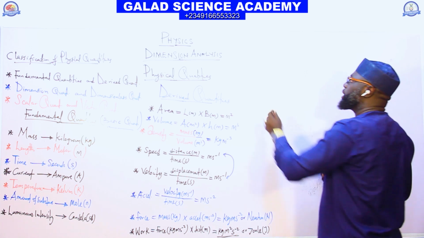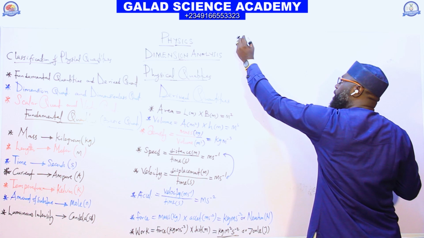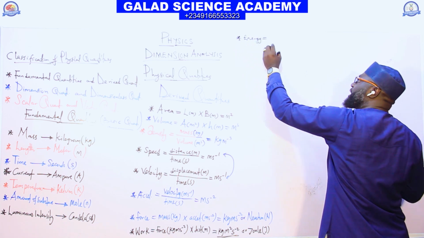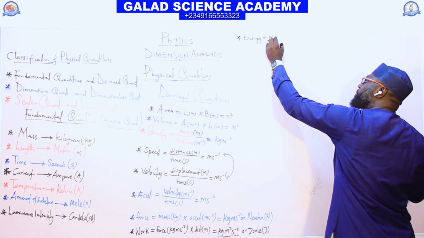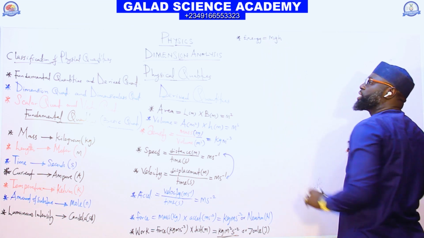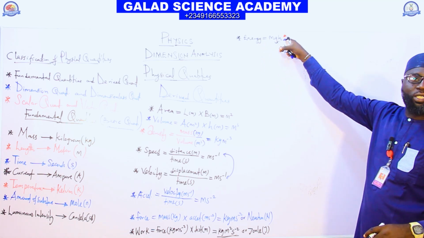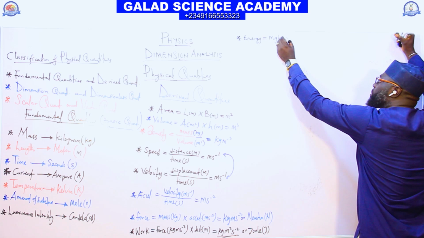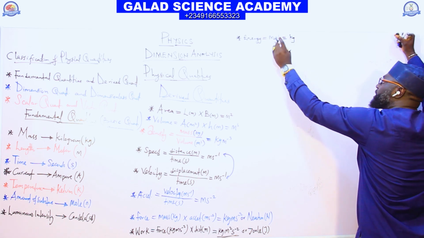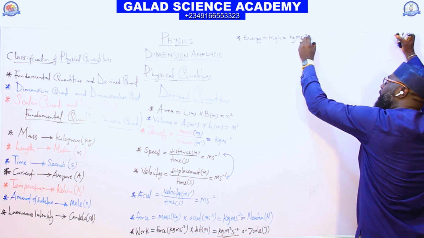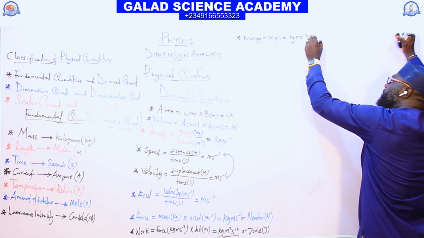The next one is energy. So energy is what? mgh. Mass times acceleration due to gravity times what? h. So what is mass? Mass is kg. This acceleration due to gravity is meter per second square. This h is what? Is meter.